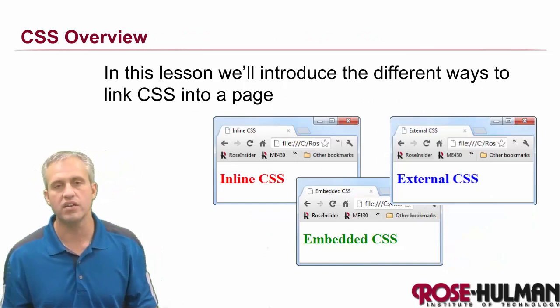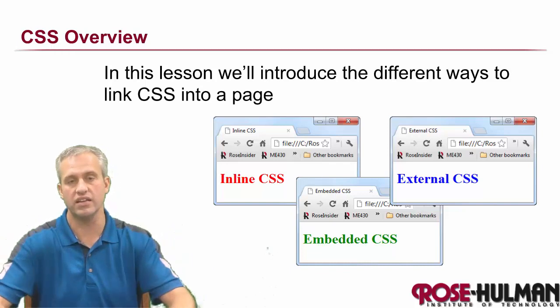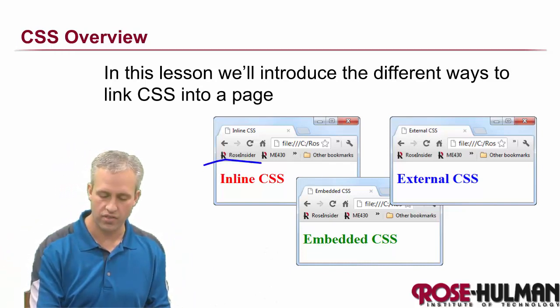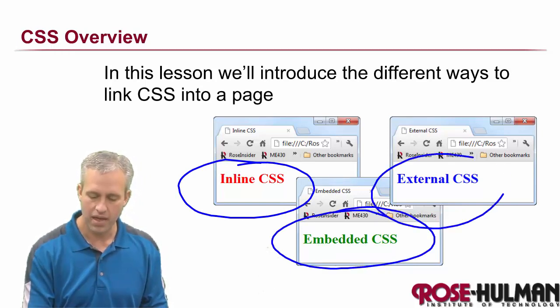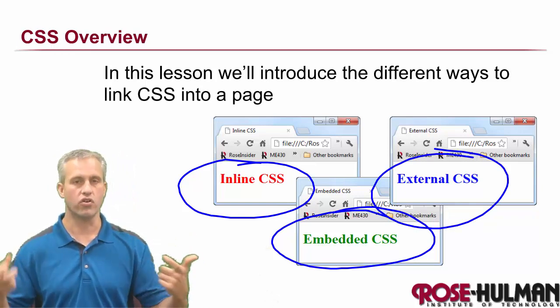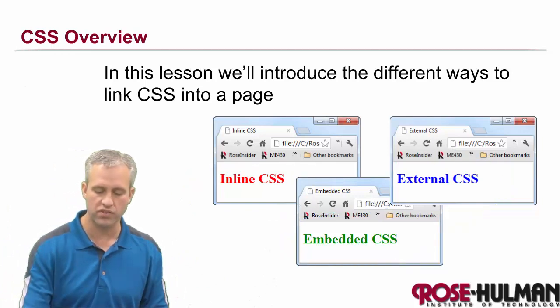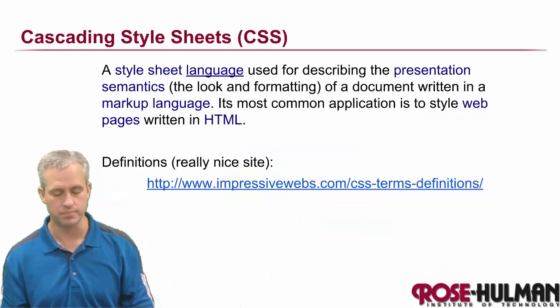So the first thing we need to decide is how are we going to get our CSS linked onto the page. There are actually three different options. The names for these three options are inline, embedded, and external. Right? So inline and external, you might have some idea of what they mean. They're pretty simple, but there are three ways to get CSS on a page. Let's just look at them one at a time.